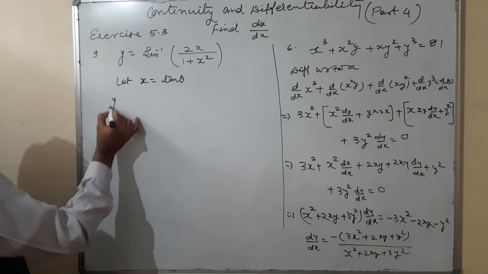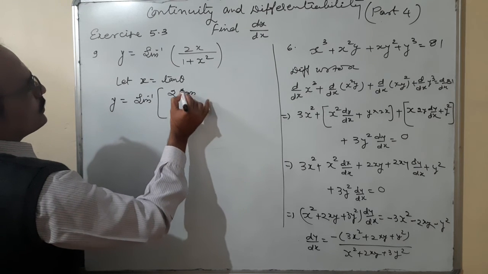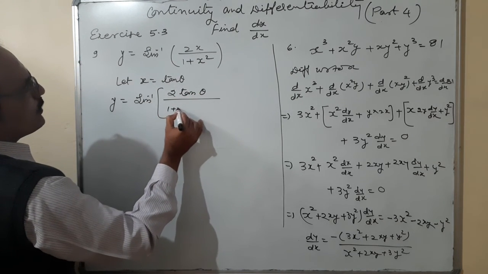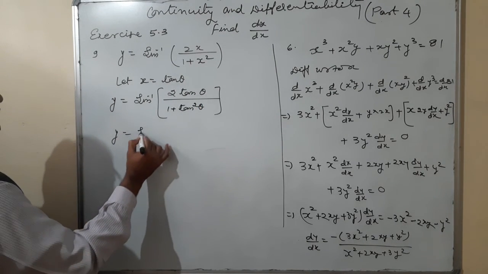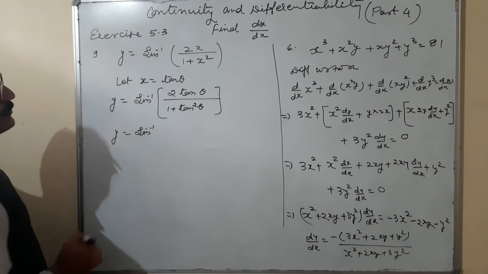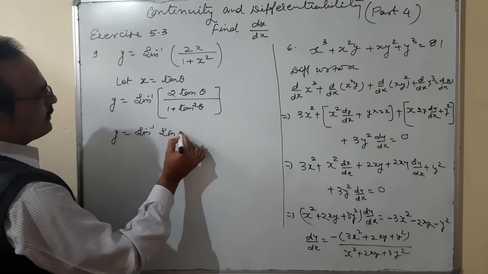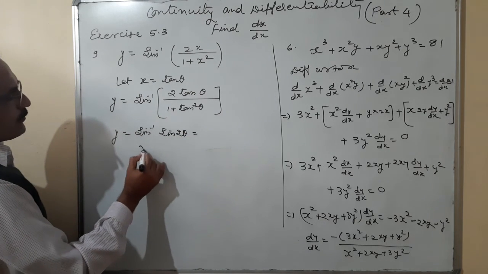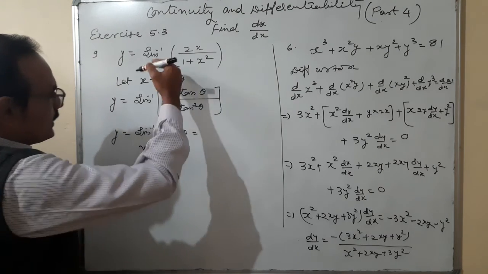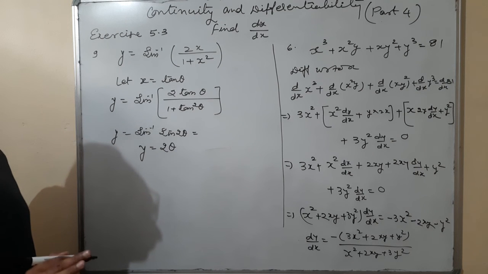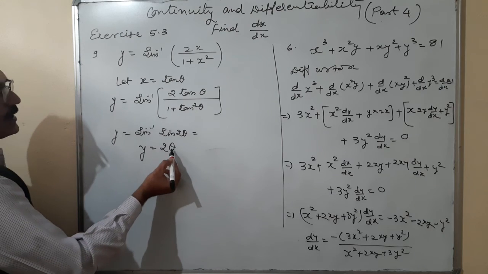Okay. Then y is equal to sine inverse 2 tan theta upon 1 plus tan square theta. And what is the formula of 2 tan theta upon 1 plus tan square theta? Sine 2 theta. So it is coming y is equal to sine inverse sine 2 theta. What does it mean? It is 2 theta. Till here we have not used any differentiation of any terms. Okay. Now we have to differentiate with respect to x, replacing the value in place of theta.